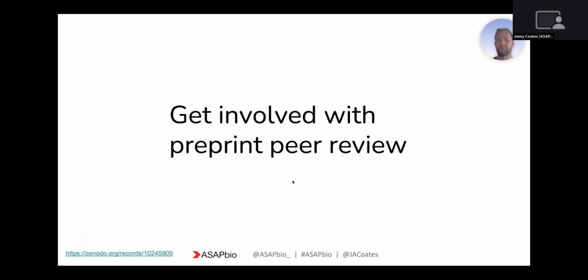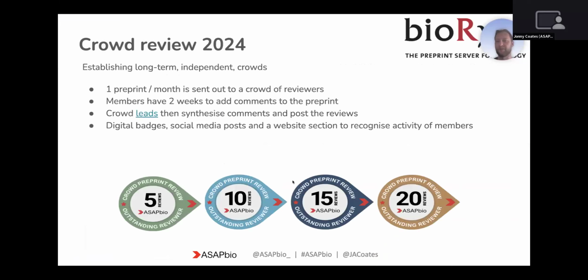So how do you get involved with preprint peer review? If you want to do it with us, you can do. So ASAPbio this month launched the 4th version of our crowd preprint review. This is going to run for 1 year, and the first preprints actually went out last week. The way this works is it's a virtual crowd. We send you a preprint. You have 2 weeks to comment on it in Google. And then we close the commenting. The person who sent you the preprint will synthesize those into what looks like a normal peer review, and then we upload that to PREreview and done. The next month we send you another new preprint and you do it again.